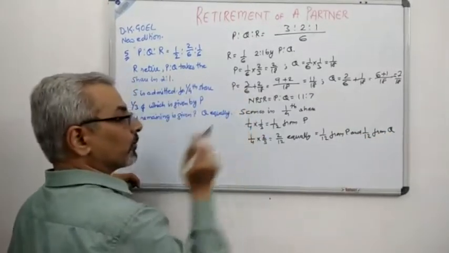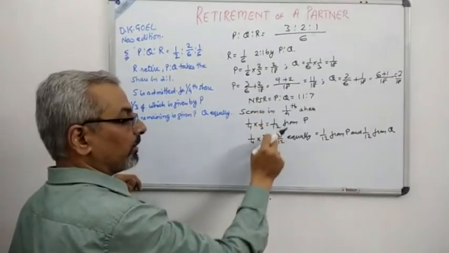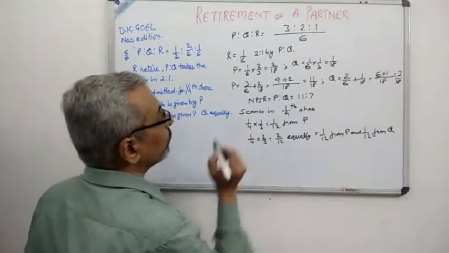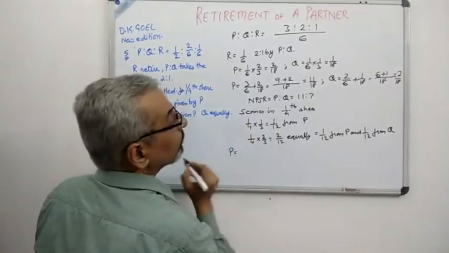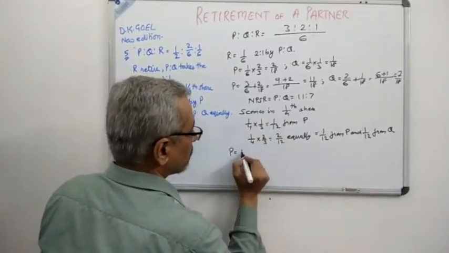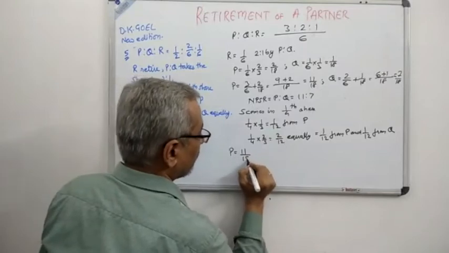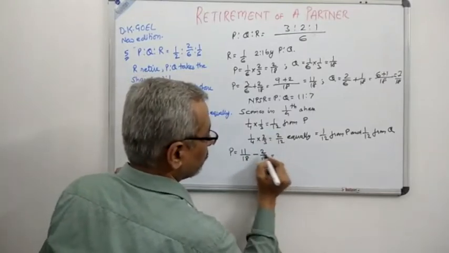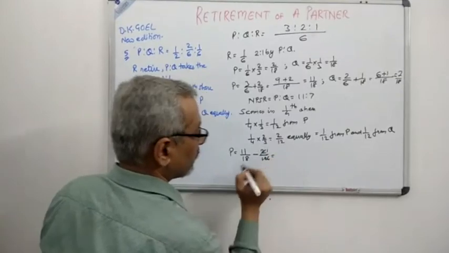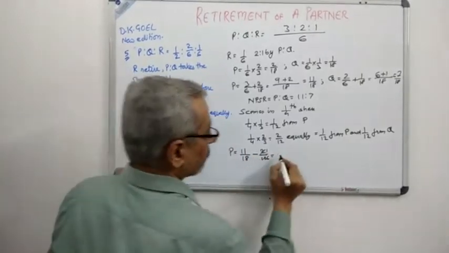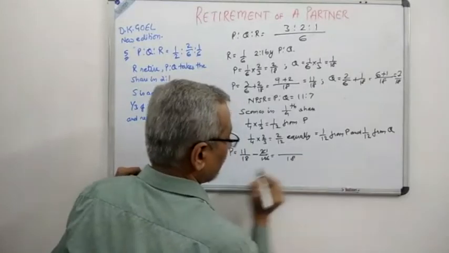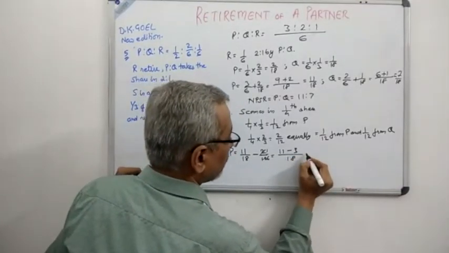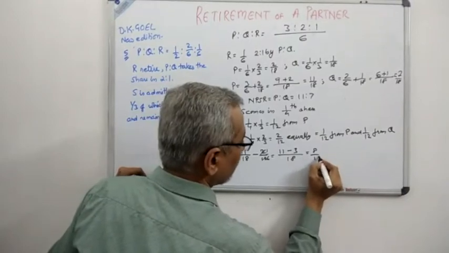So how much from P total? That means 1 by 12 plus 1 by 12, 2 by 12. Is it clear? So what is P left with? P's original share was 11 by 18 minus 2 by 12. If you cancel it, 1 by 6, so the LCM will obviously become 18 over here. So over here 11 minus 3 will give us 8 by 18.